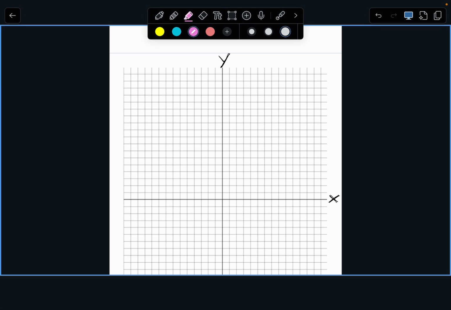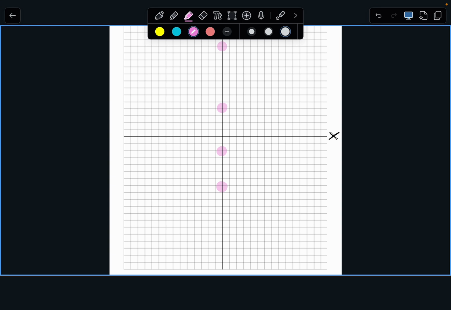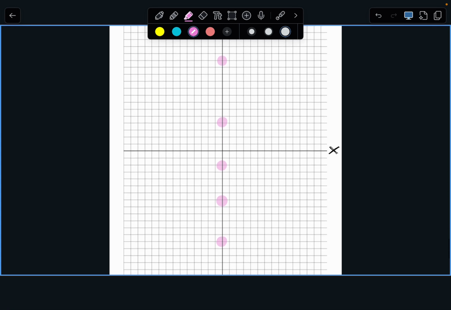Then I want you to put 5 dots, spread them out a bit, on your y-axis. You do not have to have the same points as me or the same points as your classmate. 5 different points, yep, somewhere on your y-axis.